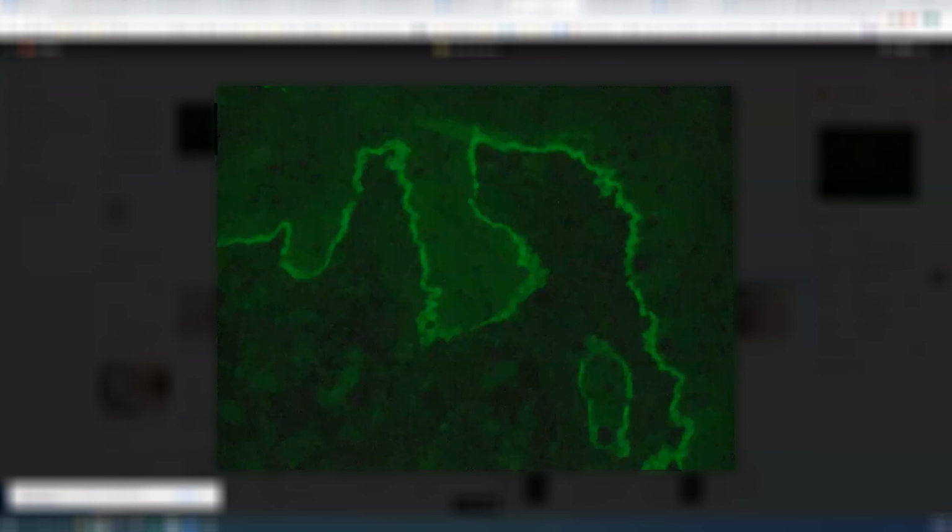Where did it go? Here it is. And so you can see it's kind of ghosted out here, but this is the epidermis, this is the dermis, and this is the linear IgG. The C3 looked the same. Deposition at the dermal epidermal junction or the basement membrane zone. So this is a beautiful example of bullous pemphigoid.